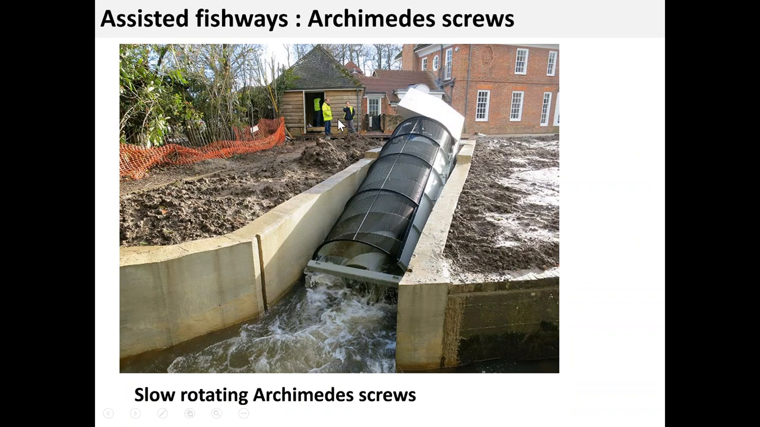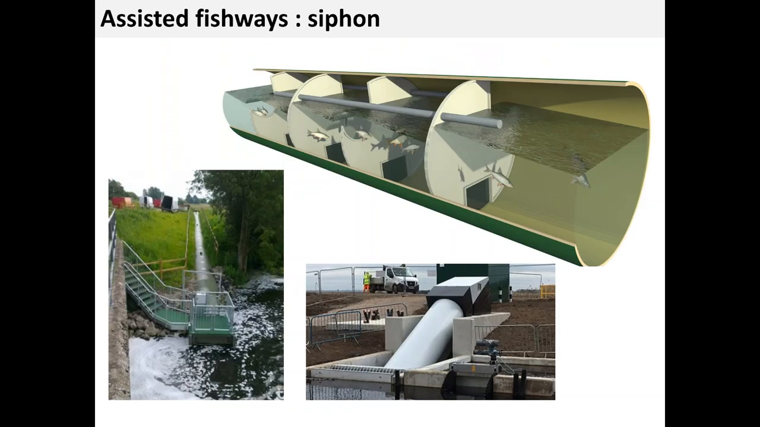This is by some of our colleagues in Southampton who are studying this particular site, which is the use of an Archimedes screw, which basically takes fish from the bottom and then just transports them upstream gently, because this is a slow rotating Archimedes screw over relatively small distances. And finally, there is an increasing interest in so-called siphons of various types. One was recently installed in the UK by the Environment Agency, I believe last year. There is a company in Holland that manufactures this, and apparently they have met with a lot of interest, and they appear to be very successful in some cases.